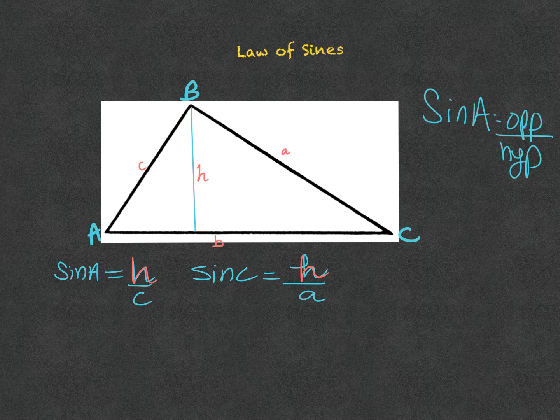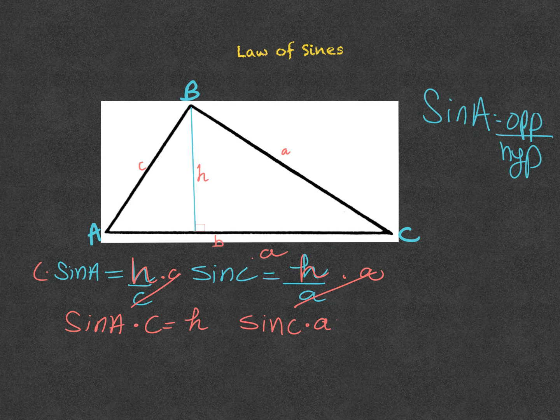So what I'm going to try to do is isolate that H for both of the expressions. If I want to isolate my H here, I'm just going to multiply by C on both sides, right? So it becomes sine of A times C equals H. I didn't change anything, I just changed my relationship here to put H alone. And I'm going to do the same on this side, times A here. So I end up with sine of C times A equals H.